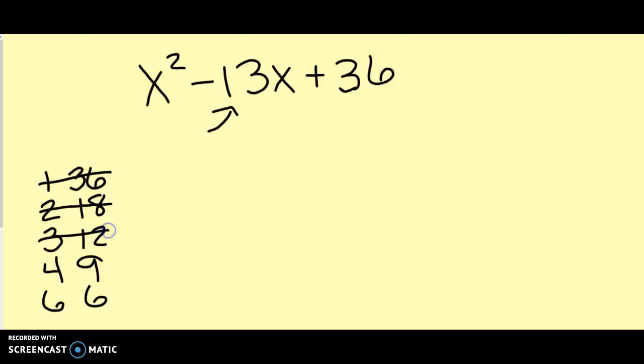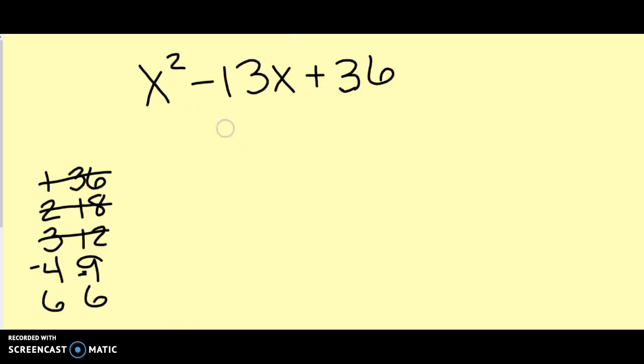All right, how about 4 and 9? If you add them together, you get 13. If you make them both negative, I think we found it. You get negative 13. So I do believe it's going to be negative 4 and negative 9.